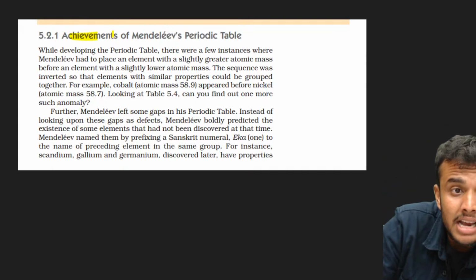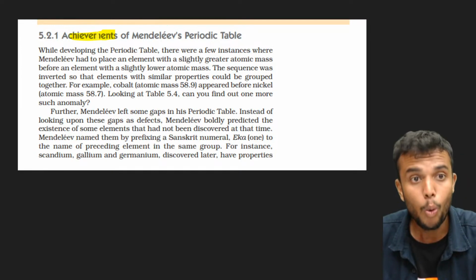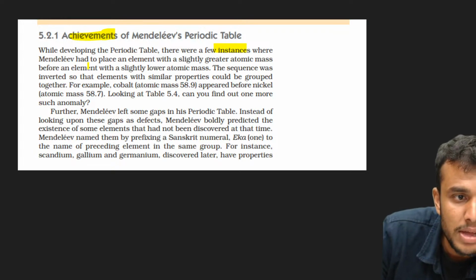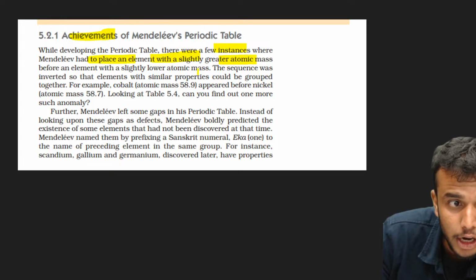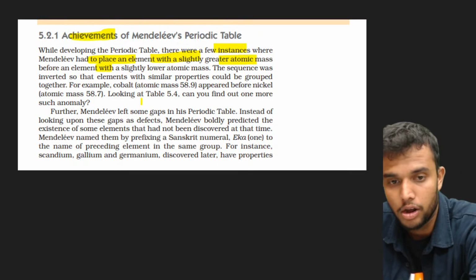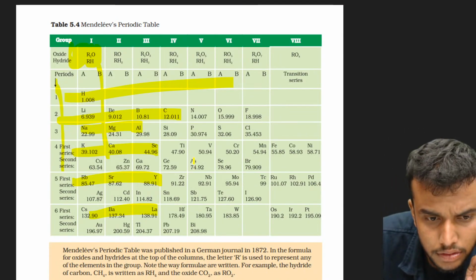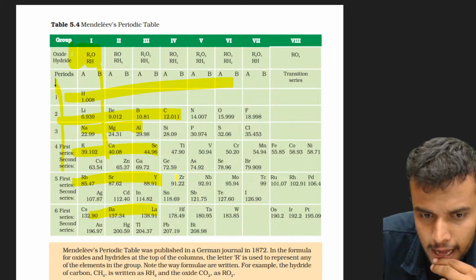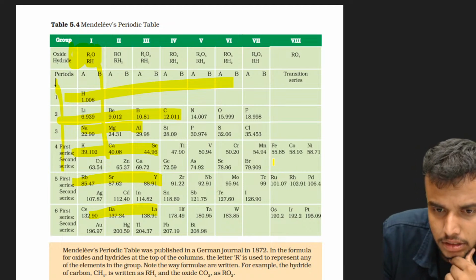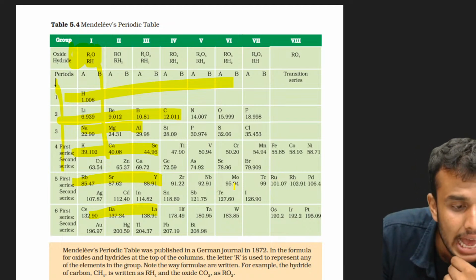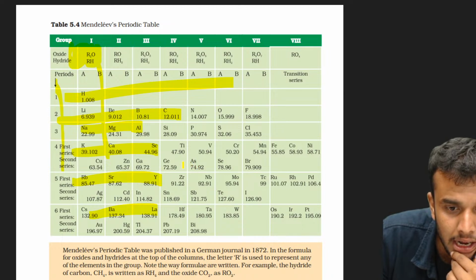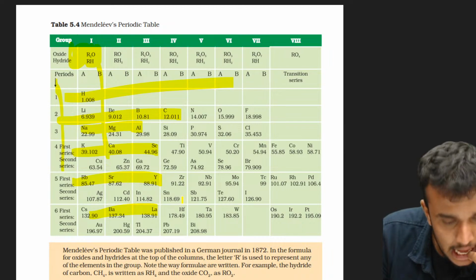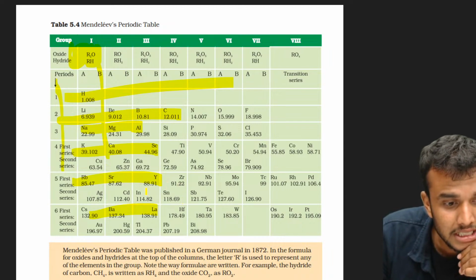Here, let's discuss their achievements. What does this achieve? What idea does it give? Yes, when developing the periodic table, there were a few instances where Mendeleev had to place an element with a slightly greater atomic mass before an element with a lower one. Oh my god. Where is that? Search, students. He placed some element that is low in atomic mass in that group. Where is that? Students, search here, please.